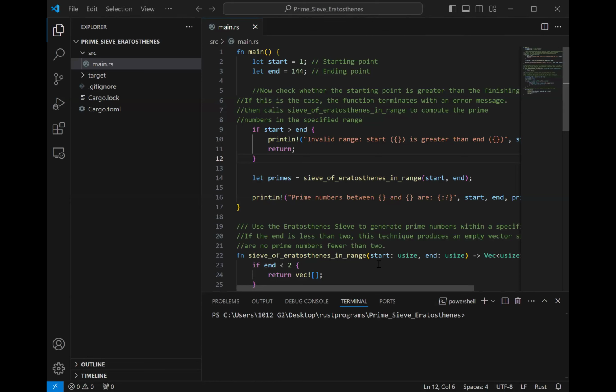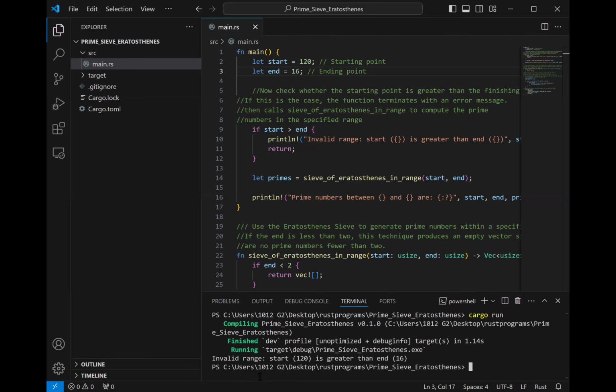Yes, so this is my starting point. This is where I want to have prime numbers. Let me say I want prime numbers between, let me begin with 1. Now let me show where the starting point is larger than the ending point. So the ending point, let me have it as 16. Let's see what it will give us. The starting point, we've made it bigger. So let me just say cargo run and see what it gives us.